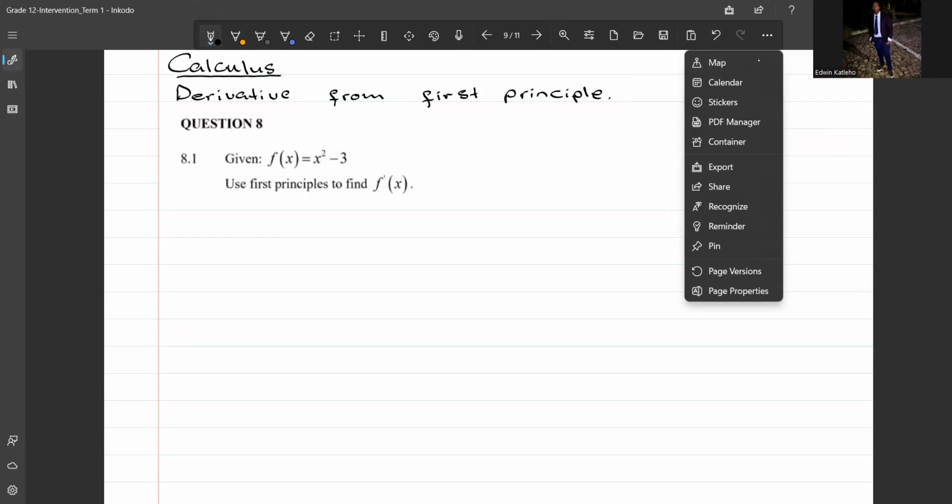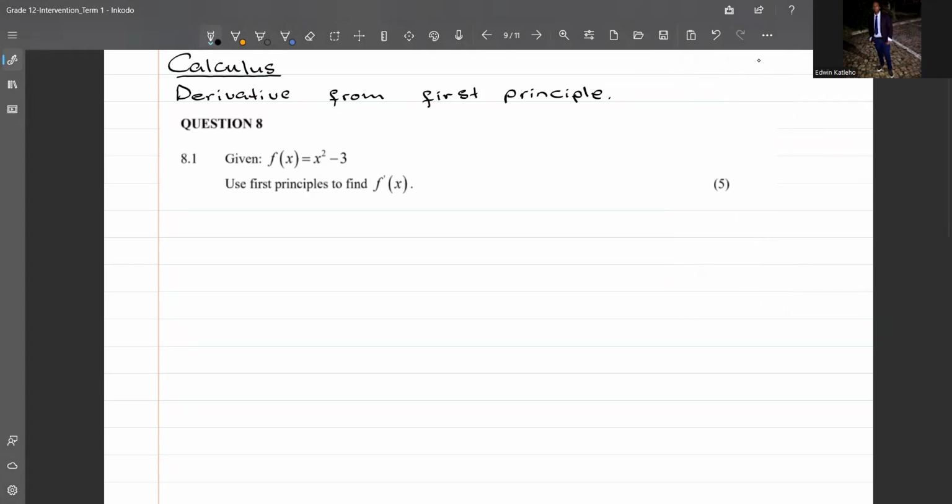Good morning, grade 12s. Today we are going to look at calculus, and under calculus we are going to look at a few questions. The first one being finding the derivative of a function from first principle. Then after that, we're going to look at derivative laws.